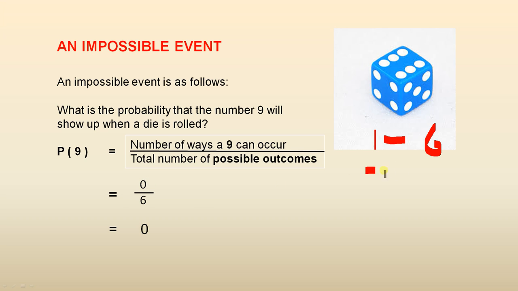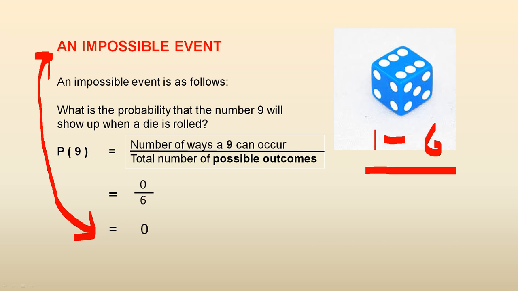Because there are 6 numbers, there are 6 possible outcomes. That's why I have a 6. So the probability of a 9 occurring is 0 over 6. Now from our simple mathematics, 0 over 6 equals 0. So whenever you see a probability of 0, that means it's an impossible event.